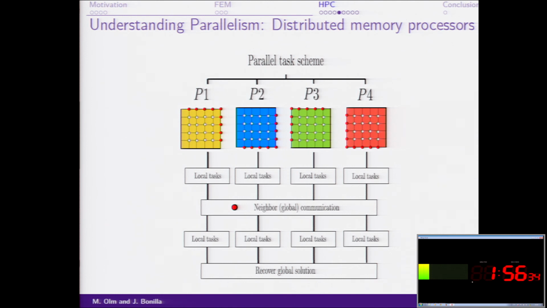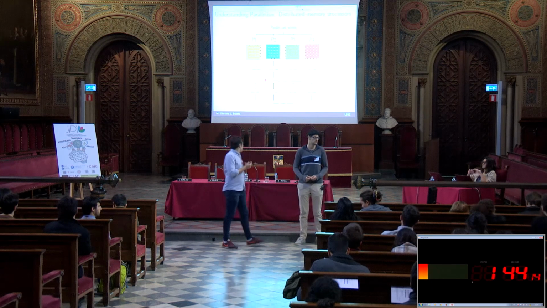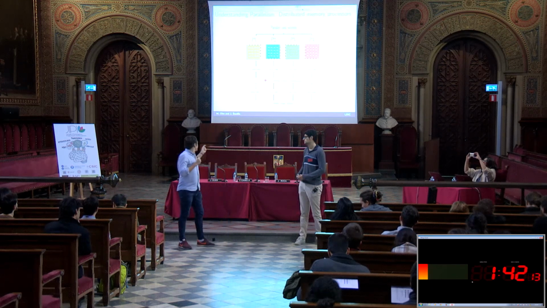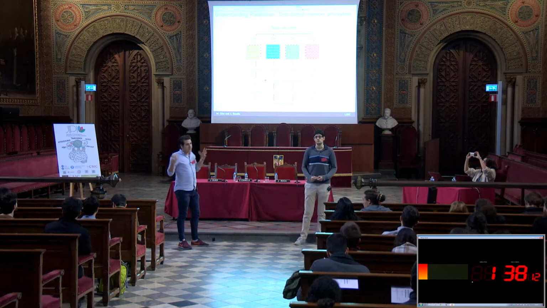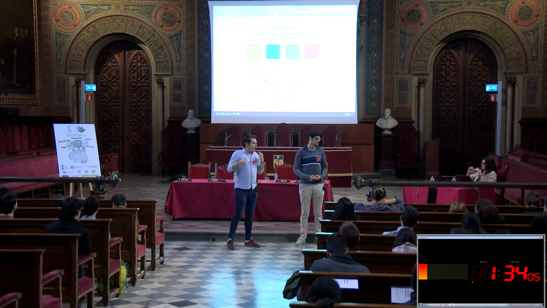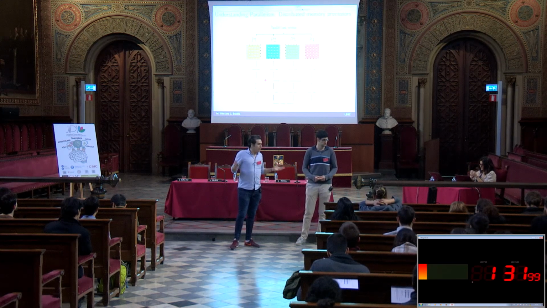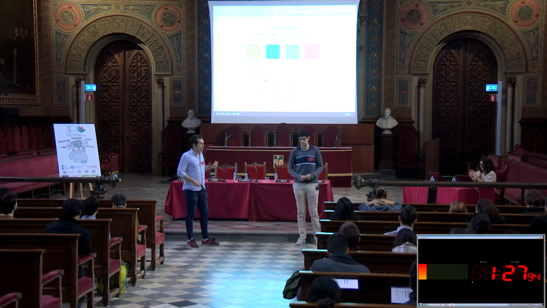The key point of these schemes is that we want to maximize the local tasks performed completely in parallel, but at some point, it's essential to have some neighbor communications. Here, the communications will be performed only on the red nodes, on the interface of the subdomains, that is, the shared faces among subdomains. We go on, we have some more local tasks, and at the end, we will recover the right solution for the whole problem.